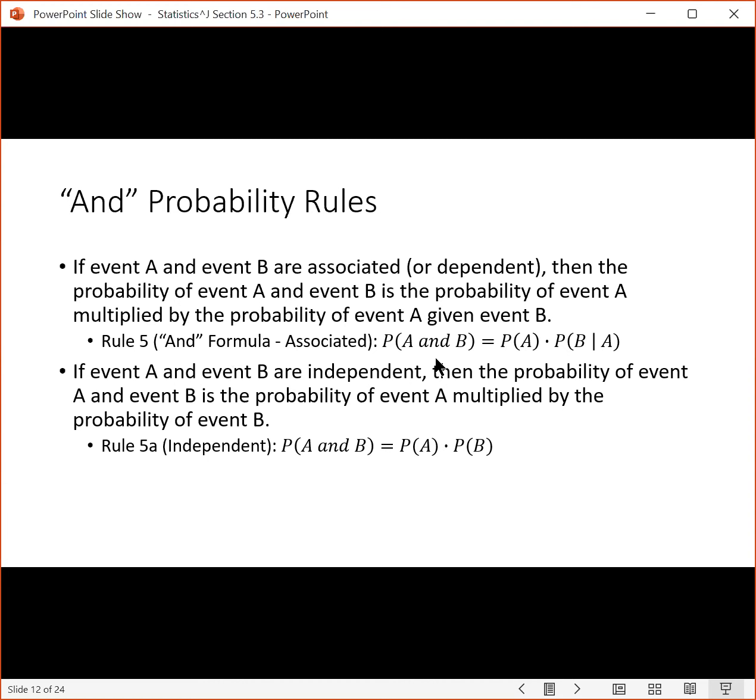If you have associated, then you need to adjust, so it makes sense here. If associated means that the events affect each other, then when you find the probability of the two events occurring, if the first one happens, you need to multiply by the probability of the second one, given that the first has already happened. So since associated events affect each other, we need to adjust the probability for the fact that the first one has already happened. Meanwhile, if the events are independent, we don't need that adjustment, right? If event A does not affect event B, then we can just multiply by the probability of each.